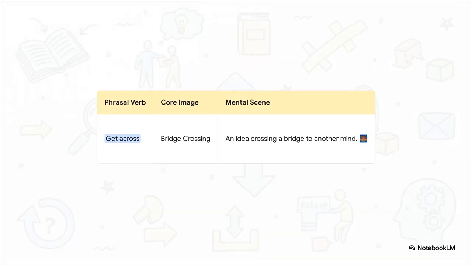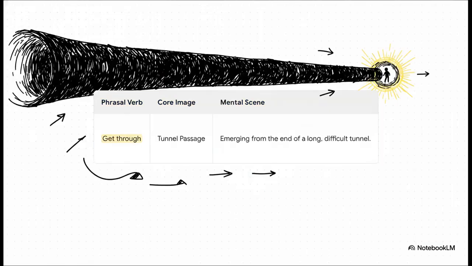Okay, what about get across? Don't think explain. Instead, picture your idea on one side of a canyon and the other person's mind is on the other side. To get your idea across means you have to build a bridge so your idea can travel over it safely. That's what it feels like when you finally get your point across. Or how about get through? Imagine a really difficult week at work is like a long, dark tunnel. To get through it means you have to just keep moving, keep pushing forward, until you finally see the light at the other end. It's such a powerful image for overcoming a challenge.